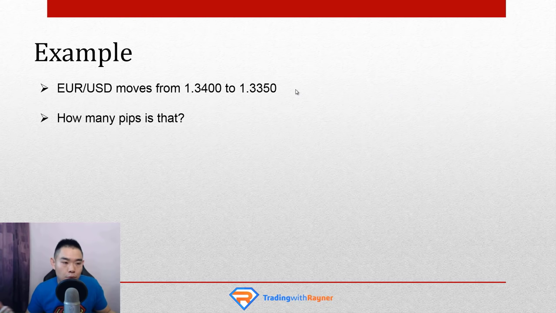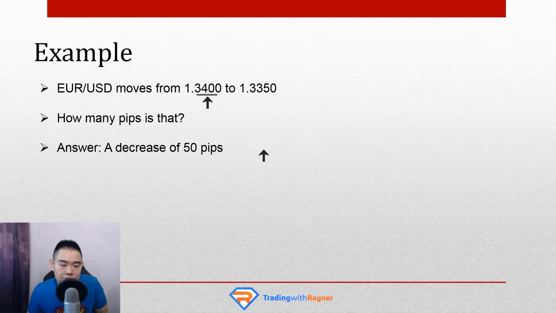Okay, so the answer is a decrease of 50 pips. In essence, this euro against the dollar has dropped 50 pips from 1.3400 to 1.3350. A quick tip if you have difficulty using your fingers to count: you can just take a calculator, take this last 4 digits minus this last 4 digits, and you'll get 50. That's another way to go about it.